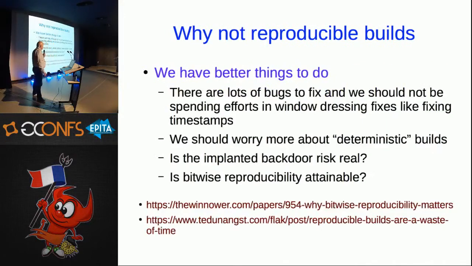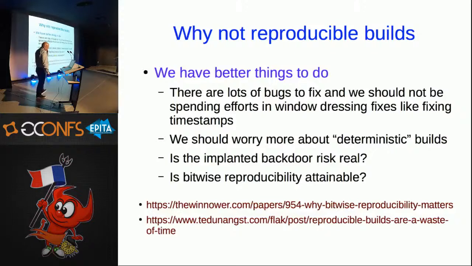There are people who say this is a waste of time and we shouldn't be doing it. We have better things to do. Instead of spending time twiddling bits on timestamps, we should be fixing bugs. All of this 100% reproducibility is kind of useless. We should make sure that at least certain things are reproducible, for example the results of the compiler. If you build a particular binary with particular compiler flags, it's the same all the time, but don't go all the way from source to binary to CD-ROM.